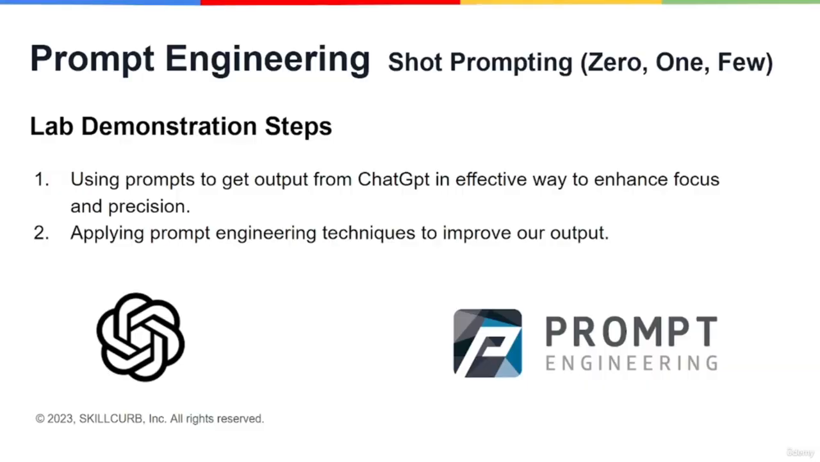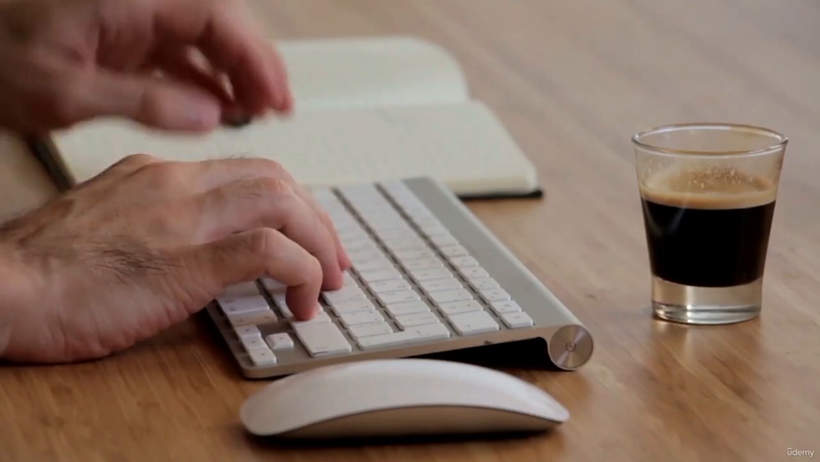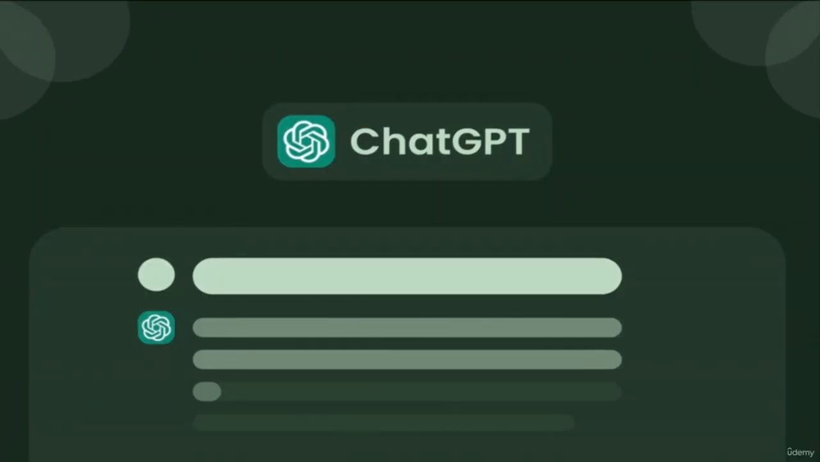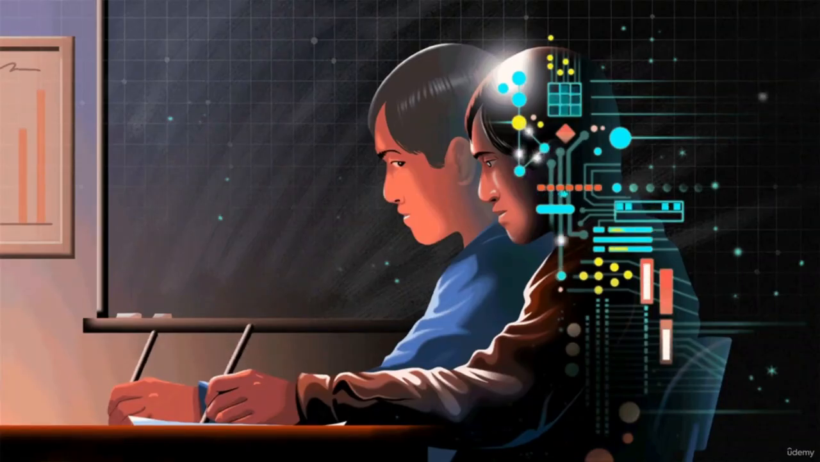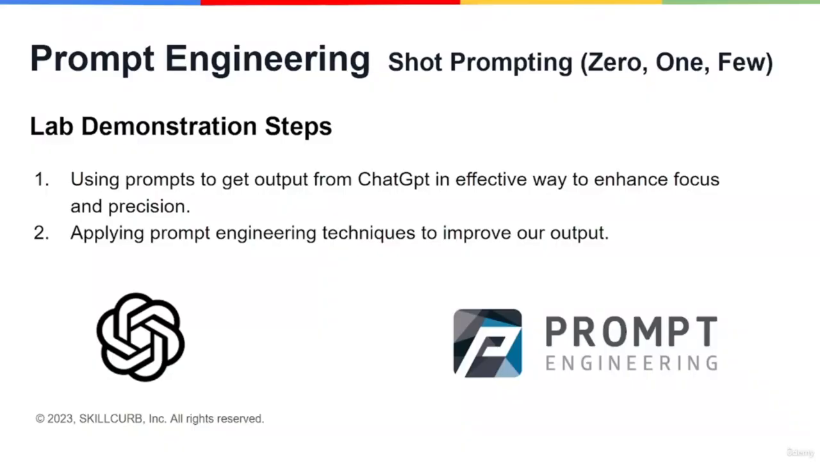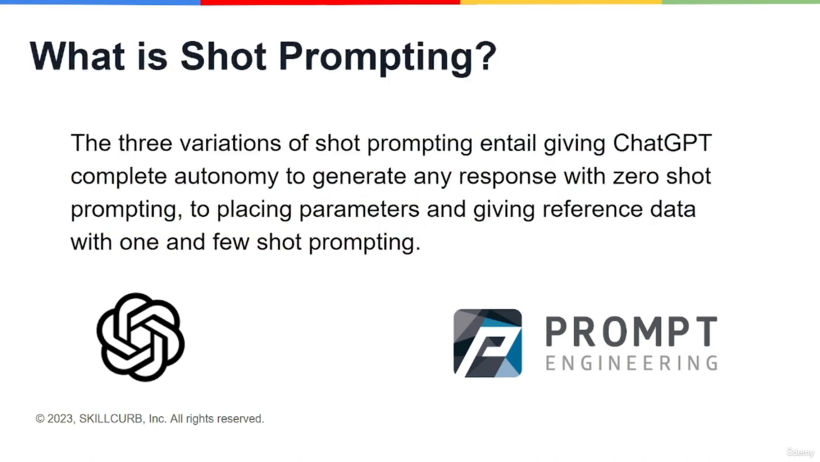So before starting this video, let me just demonstrate this lab to you guys. We'll be using prompts to get output from ChatGPT in an effective way to enhance the focus and precision of our output. And also we'll be applying prompt engineering techniques to improve our output as always. So moving forward, let's see what short prompting is.